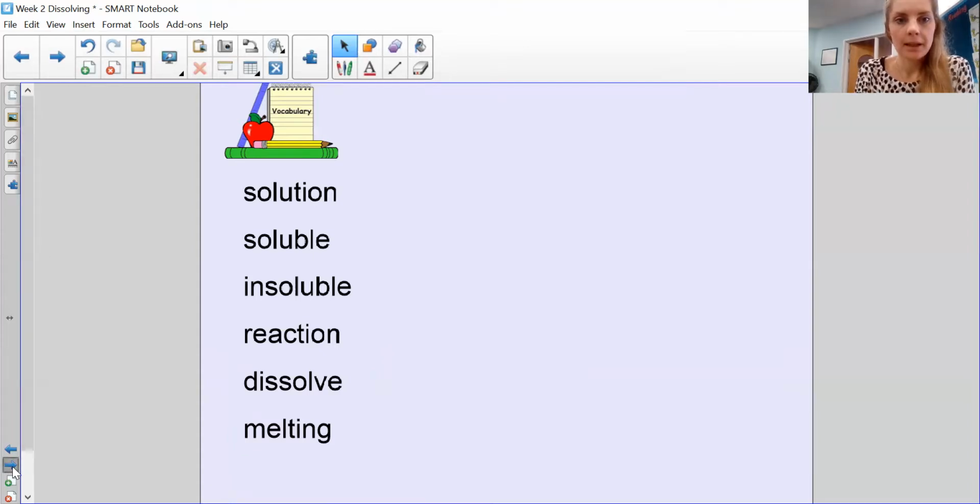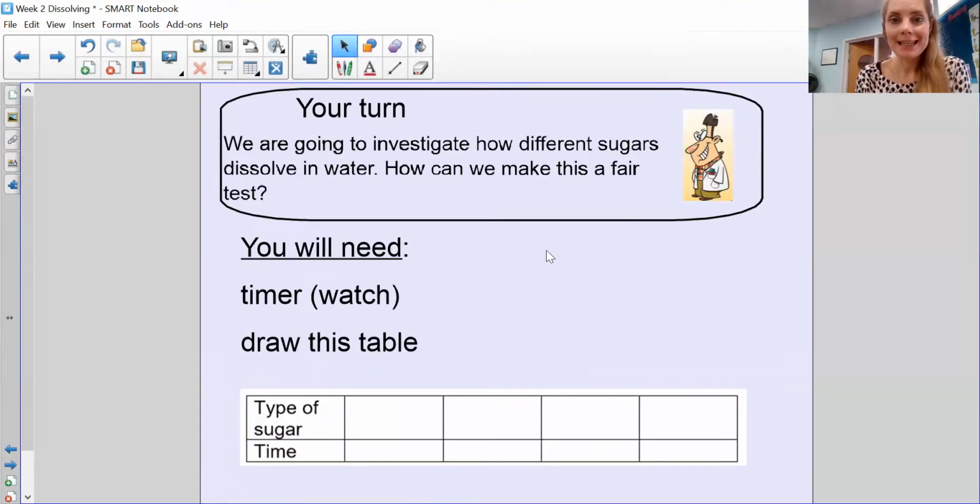Okay. Right, so today we're going to be investigating how different sugars dissolve in water. So what you're going to do is you're going to need to help me out here today, because you're going to need to go and get some sort of a timer. It could be a watch, it could be your parents' phone, if you have your own phone, and find the stopwatch. And you're going to have to draw this table on your piece of paper because you're going to need to record these results. Okay, so you can pause the video now and you can go and get all those things ready so that you're ready for the experiment. All right, so I'm going to let you pause now. All right, and make sure you've got all those things.